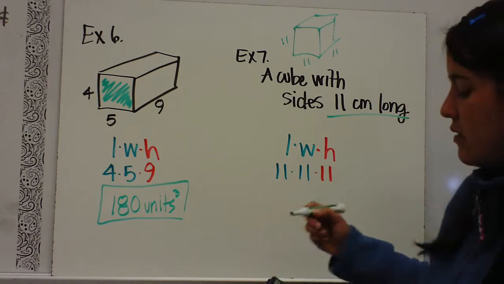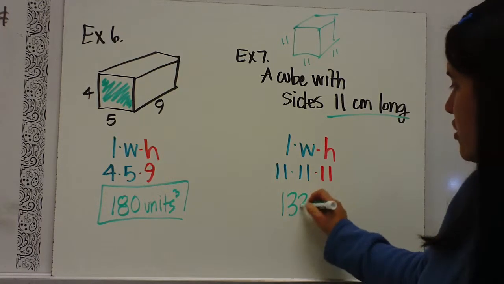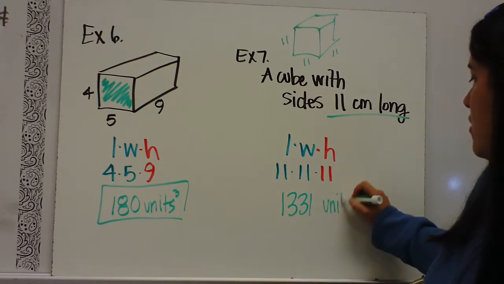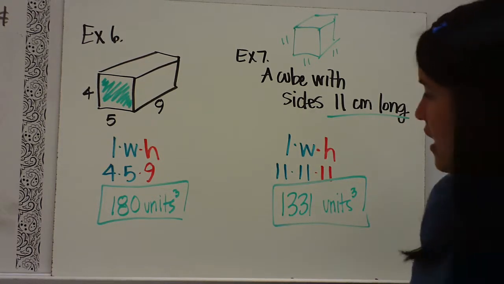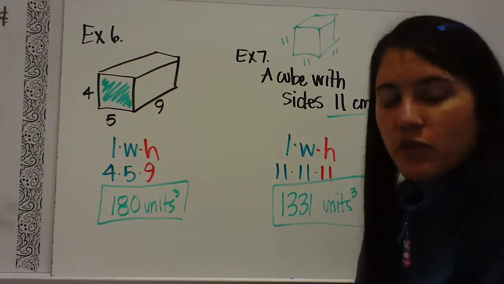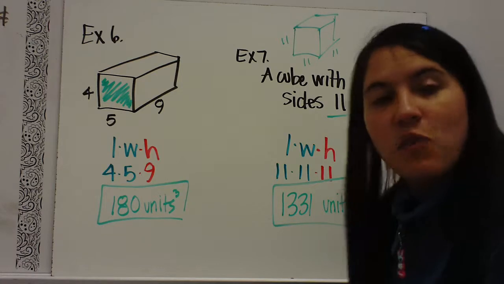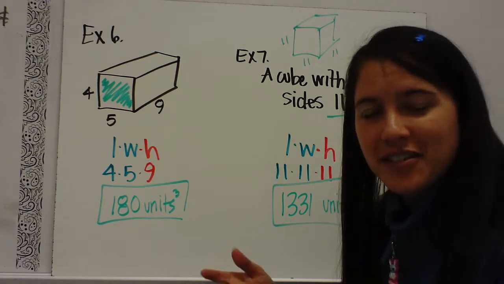And it is 1,331 units cubed. All right. So that was quick, and I gave you 2 examples of each, but we will practice more volume of prisms and cylinders tomorrow.